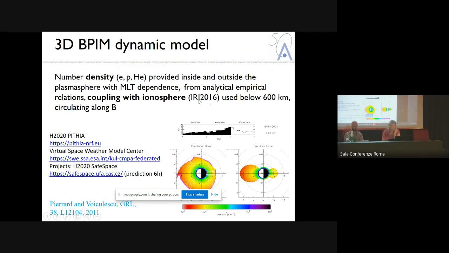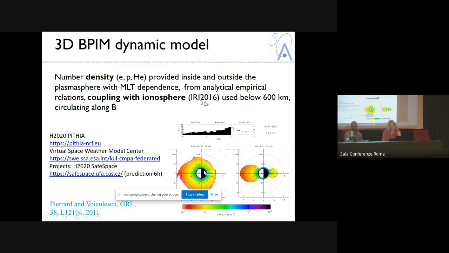And note that this model is also available on the PITHIA website, but the version of 2001, I think. But anyway, we use these values of number density and temperatures up to 600 kilometers, because in general, that corresponds very well. And above that, we couple with the Plasmasphere, and we use this as boundary conditions, and we can have a different result from what is given by IRI above 600 kilometers.